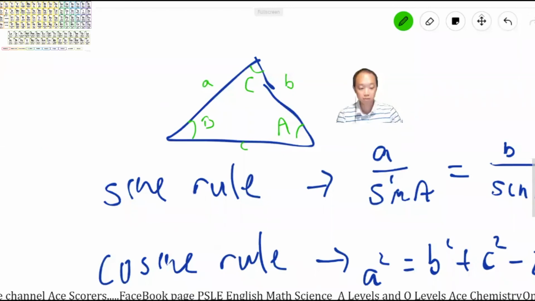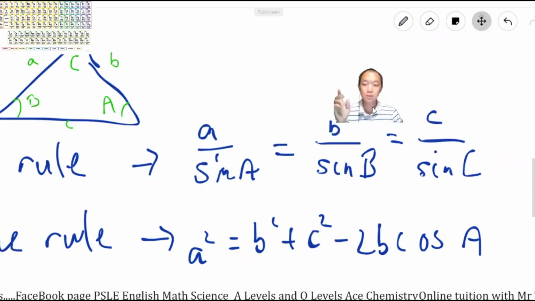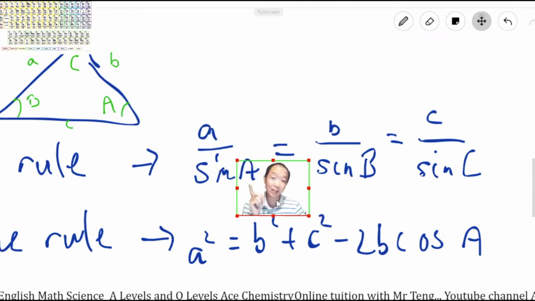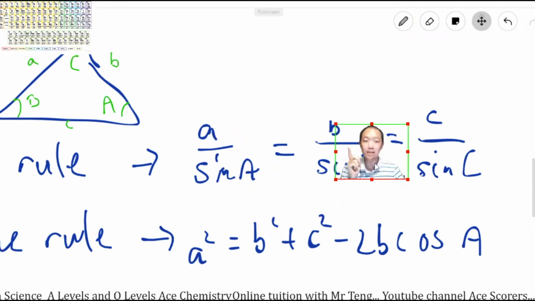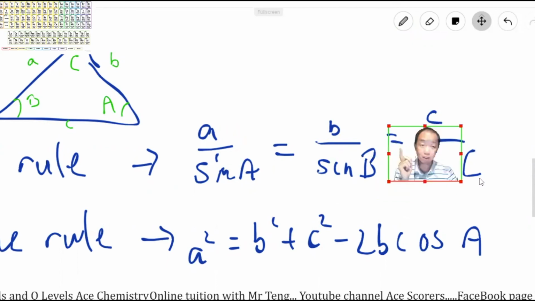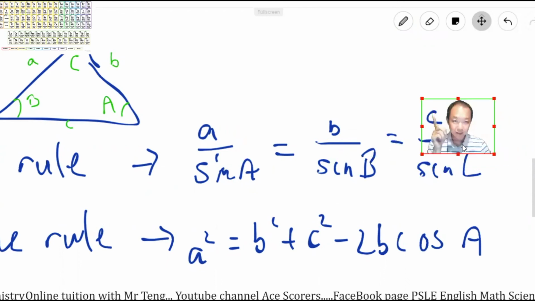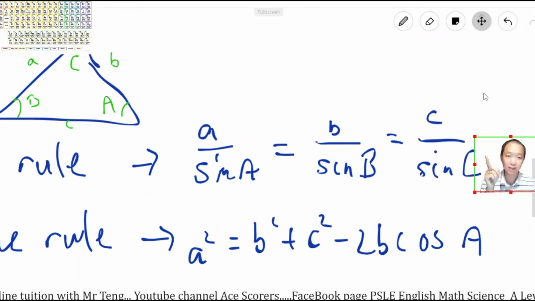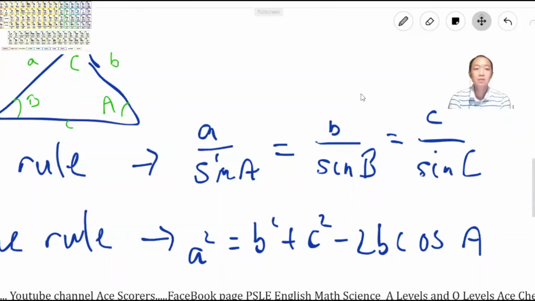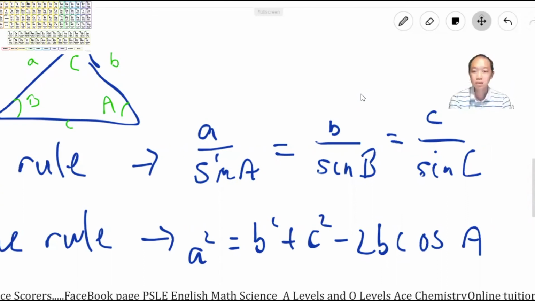Now, if you look at the formula, what this means is, in sine rule, if you take the length A, divide by the sine of the angle A, it is the same as the length of B divided by the sine of the angle B, also equal to the same for C. The ratio is a ratio: length divided by sine of the angle. So this is the terminology.